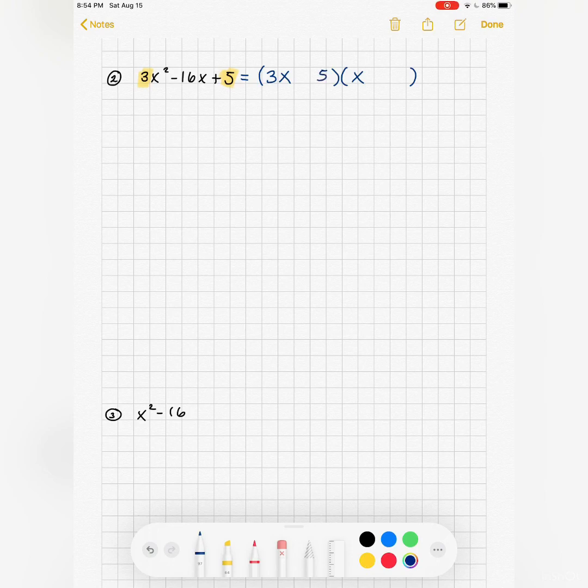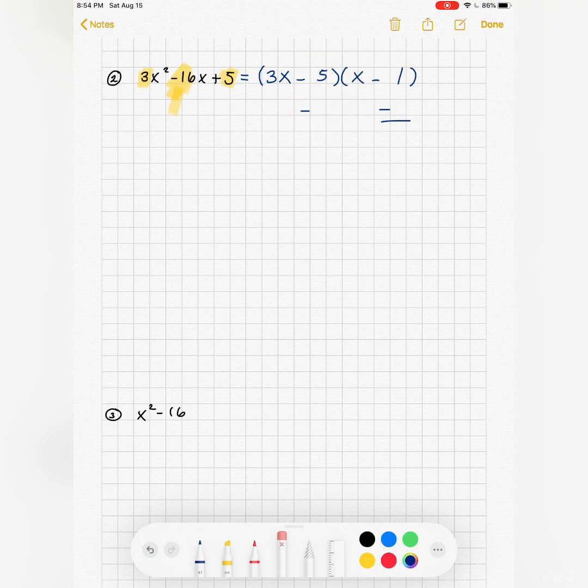If I put 5 and 1 here, then look at this. You see how the middle term there, I need that negative. So I guess both of these would have to be negative. Let's see if this works. That'd be 3x squared minus 3x minus 5x plus 5. That would be good and that would be good, but that'd be negative 8, not negative 16.